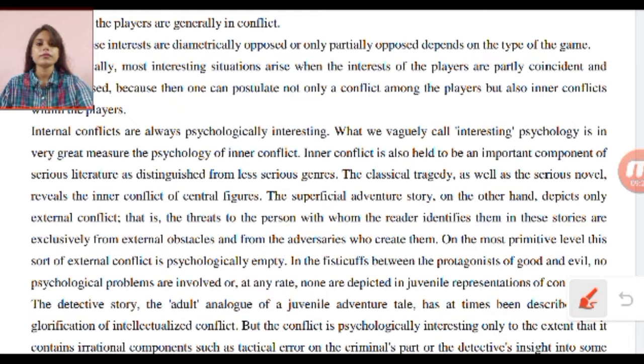Internal conflicts, you see, are always psychologically interesting. What we vaguely call interesting, psychology is in very great measure the psychology of inner conflict. So they are talking about the inner conflict over here. They are describing it in this paragraph.